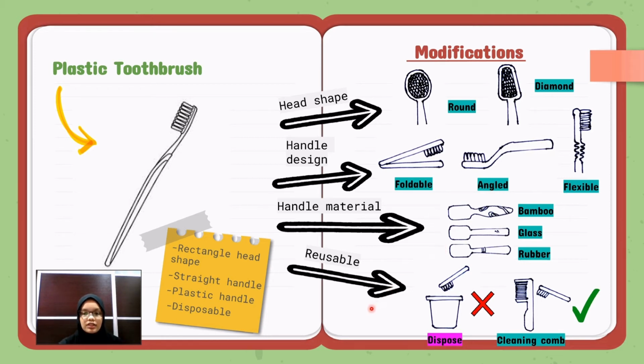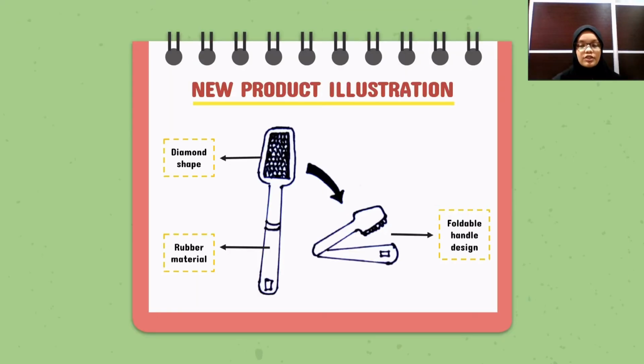And the last one, as one of our objectives is to save the environment, we decide not to dispose the plastic toothbrush. Instead, we will reuse the used toothbrush for other purposes, such as in this case, we use it to clean the comb. So here is the new product illustration.